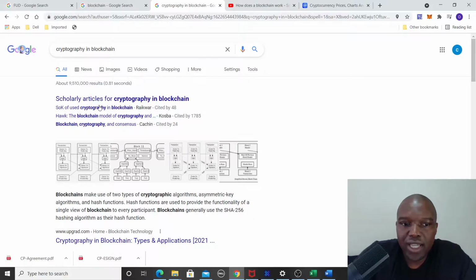So it says blockchains make use of two types of cryptographic algorithms: asymmetric keys and algorithms and hash functions. Hash functions are used to provide the functionality of a single view of a blockchain to every participant. Blockchains generally use the SHA-256 hashing algorithm as their hash function.